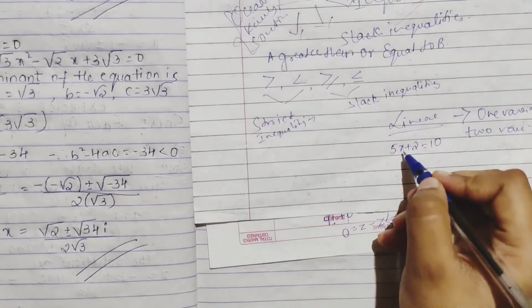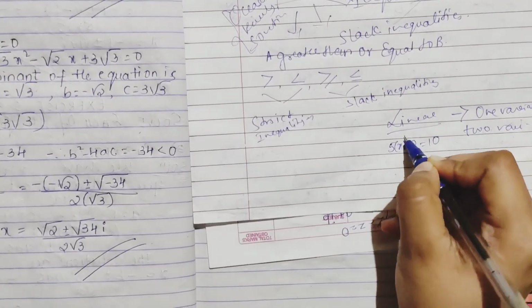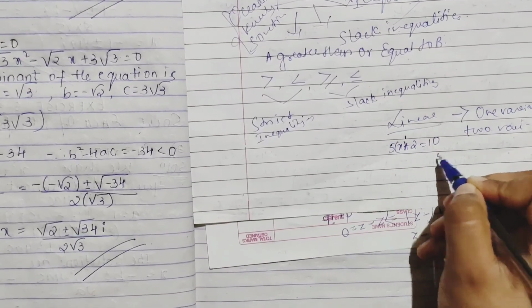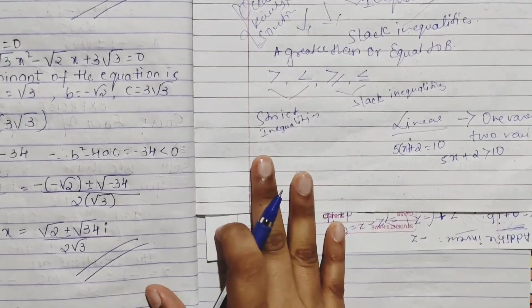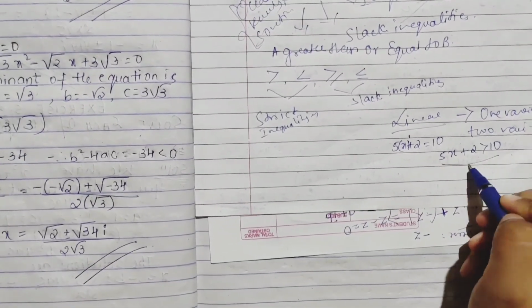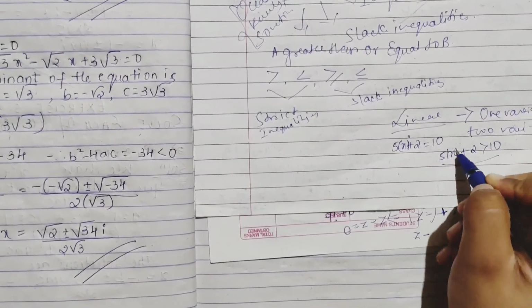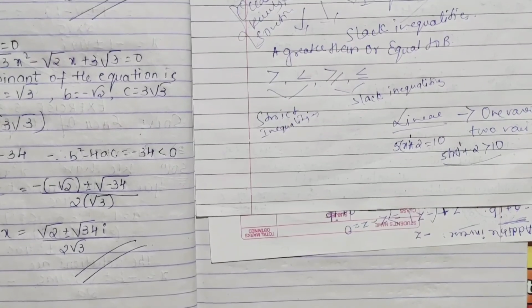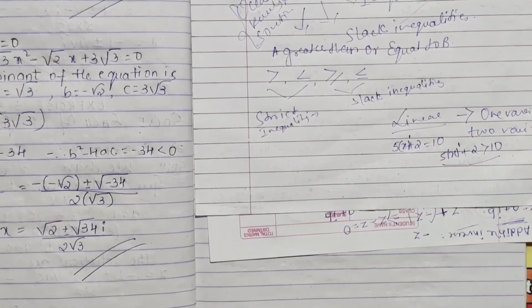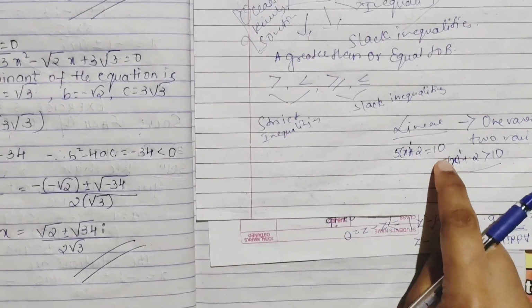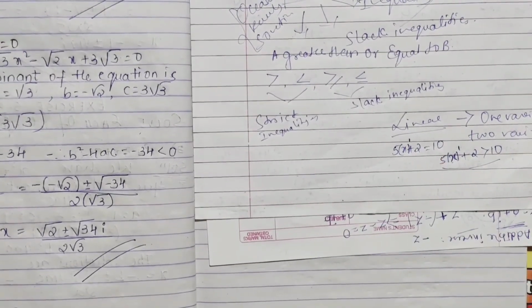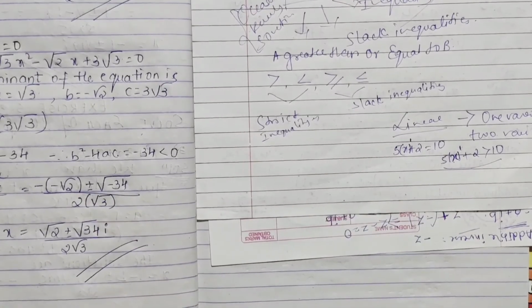Why do we call it linear? Because the variable's degree is 1. So in your inequality also it will be 5x plus 2 greater than 10. This is called a linear inequality because your variable degree is 1. So this is called a linear inequality in one variable. Why one variable? Because x is a variable, right? And in this some sentences will be there.